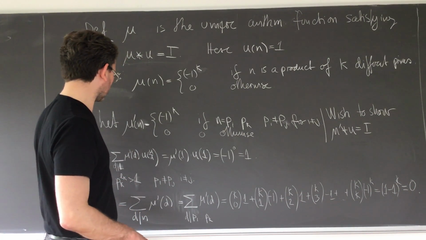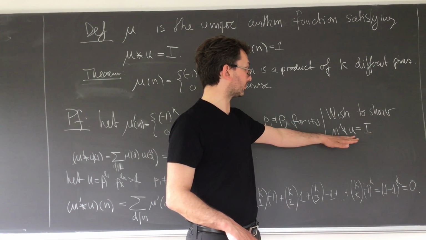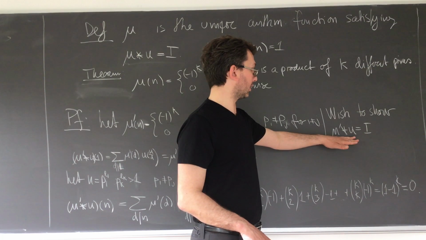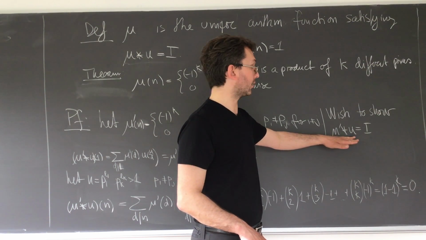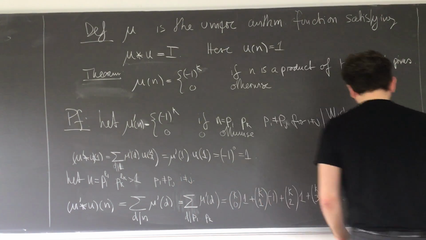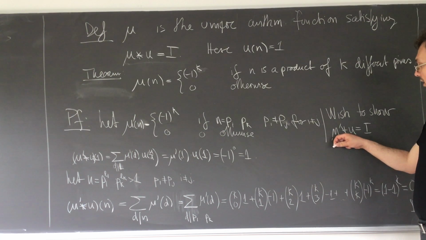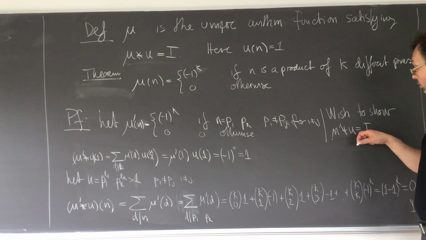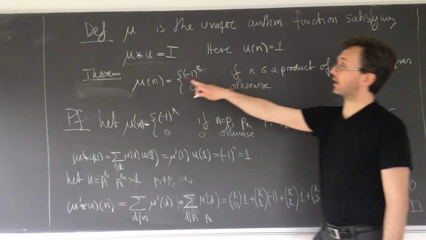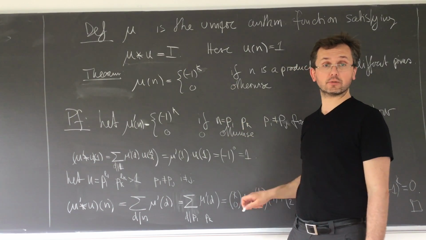This means that we have proved this, because for n equals 1 it's 1, and for n bigger than 1 it's 0, which is exactly the definition of I. So this proves that mu prime convolved with u is I, and by uniqueness that means that the Mobius function has this expression.